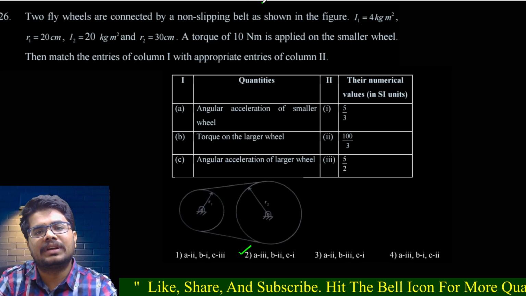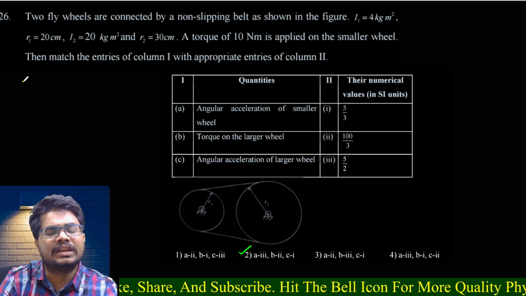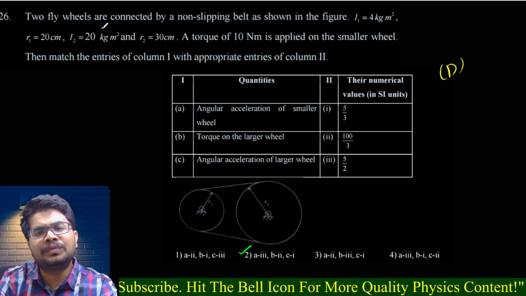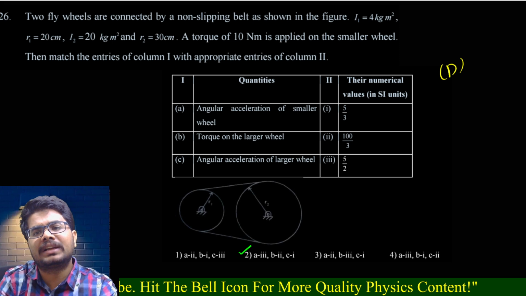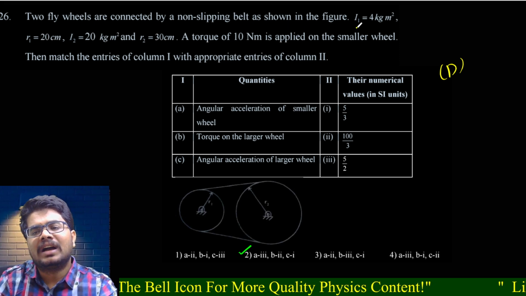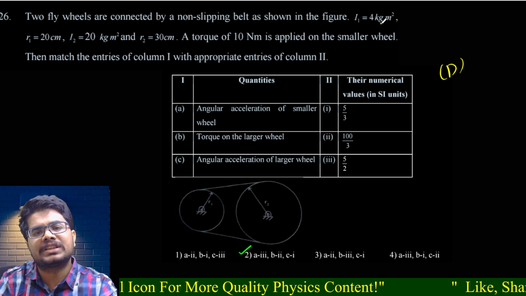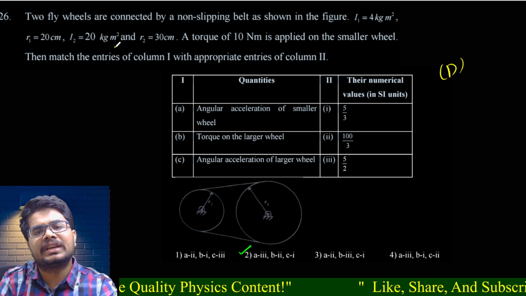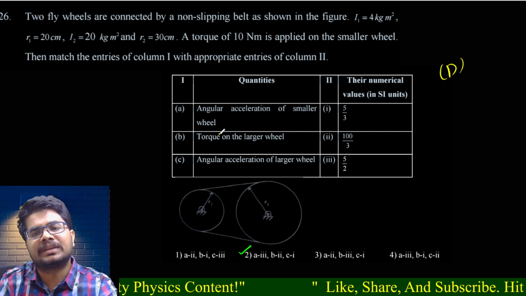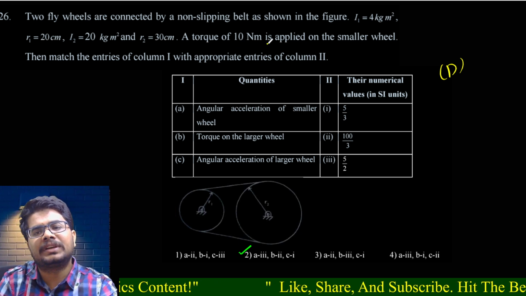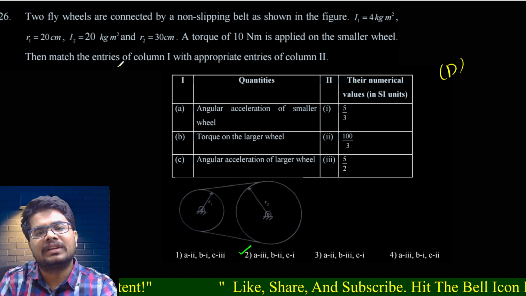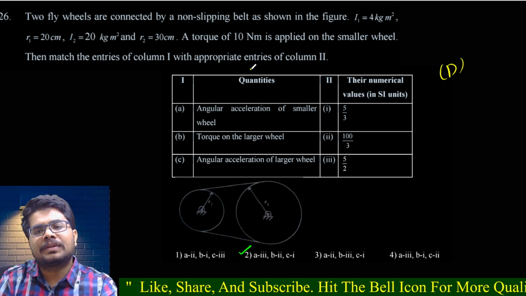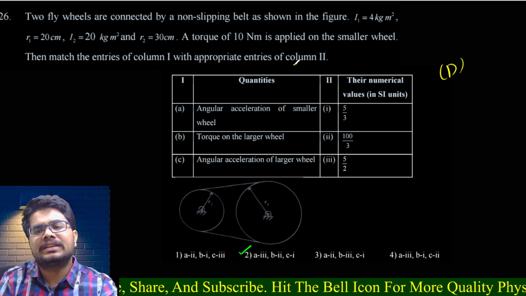Fine. Let me go to the next question, the 26th question. This is a little good question, I can take it. It will take time, okay? It is a little difficult only. Two flywheels are connected by a non-slipping belt as shown in the figure given here. I1, the moment of inertia of the first wheel, is 4 kg meter square. R1 is 20 centimeters, the radius of the first wheel. I2 equals 20 kg meter square and R2 equals 30 centimeters. A torque of 10 Newton meter is applied on the smaller wheel. Then match the entities of column 1 with the appropriate entities of column 2.